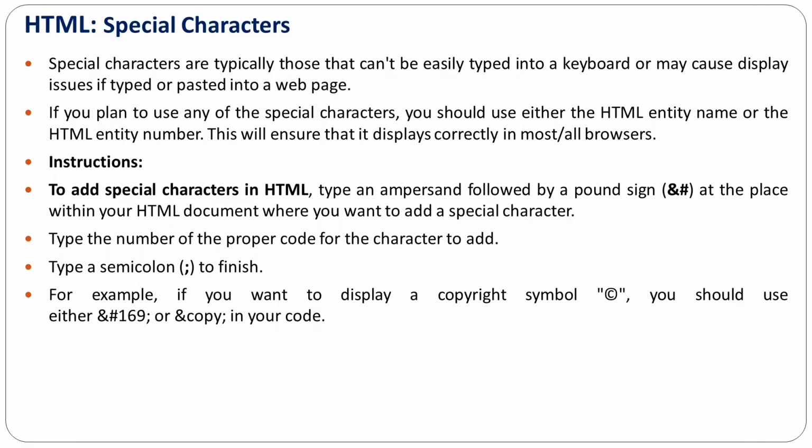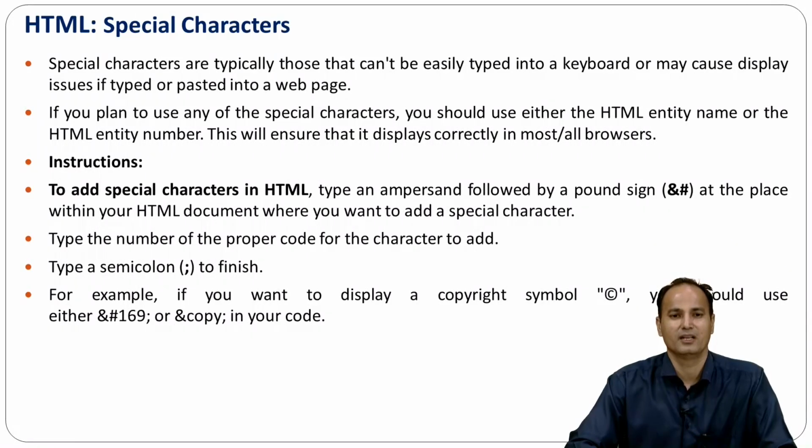special characters. There are various special characters available in our HTML document, and they are widely used to convey the meaning of particular content without writing much in detail. To add a special character in HTML, we type the ampersand sign, followed by the hash sign, at the place within your HTML document where you want to add the special character. Type the number or proper code for the special character to be added. Then type a semicolon to finish it.